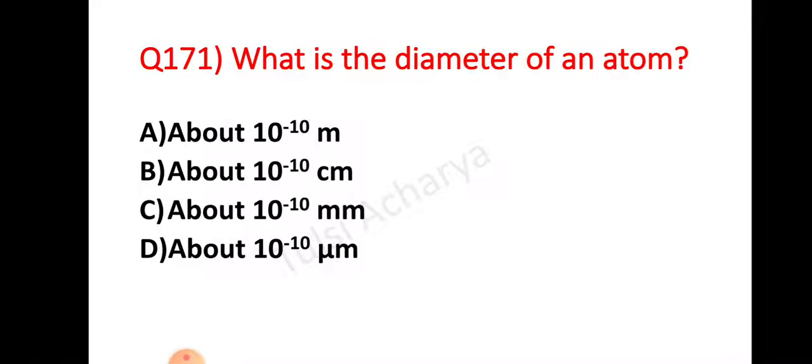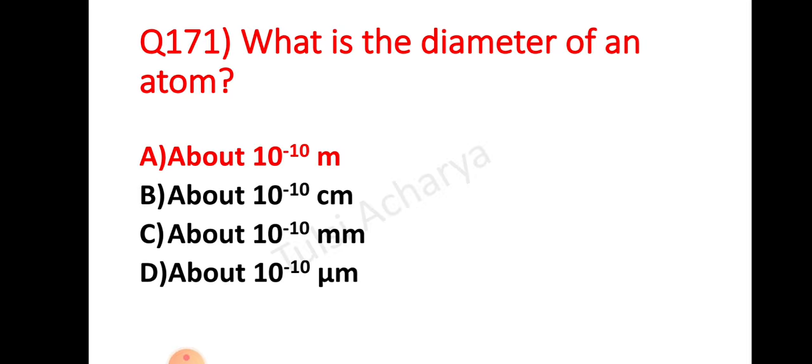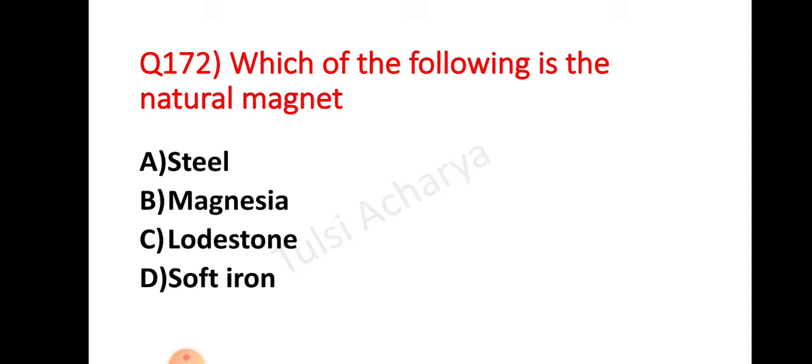What is the diameter of an atom? We all know that the diameter of an atom is in the order of 10 to the power minus 10 meter. That is option choice A. Option choice A is the correct answer for question number 171. Now let's see question number 172.